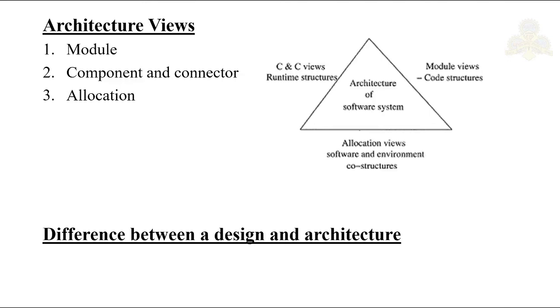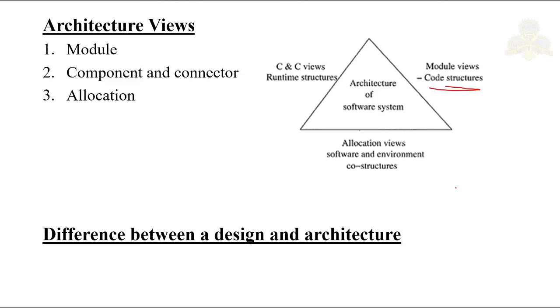Okay. Now, what is a module view? In a module view, the system is viewed as a collection of code units. These code units implement some part of the system functionality. Examples for the module view could be packages, classes, methods, a collection of functions, and a collection of classes. The relationships between these modules are also code based and depend on how the code of a module interacts with another module. That's why the module view tells about the code structures.